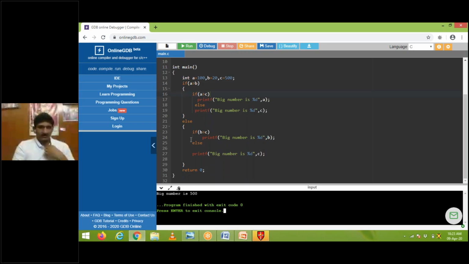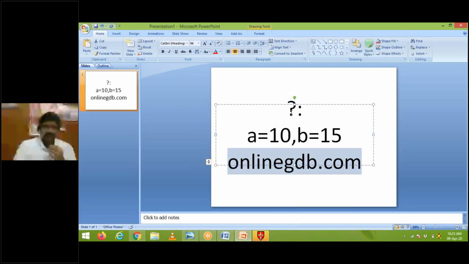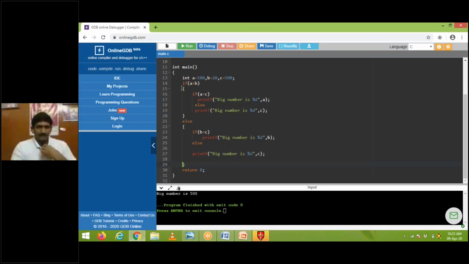Okay, so how many lines is the program? 1, 2, 3, 4, 5, 6, 7, 8, 9, 10, 11, 12, 13, 14 lines program. But by using a conditional operator, that means by using this operator, you can declare this program very easily. Okay, now we will see the program without using if conditions.